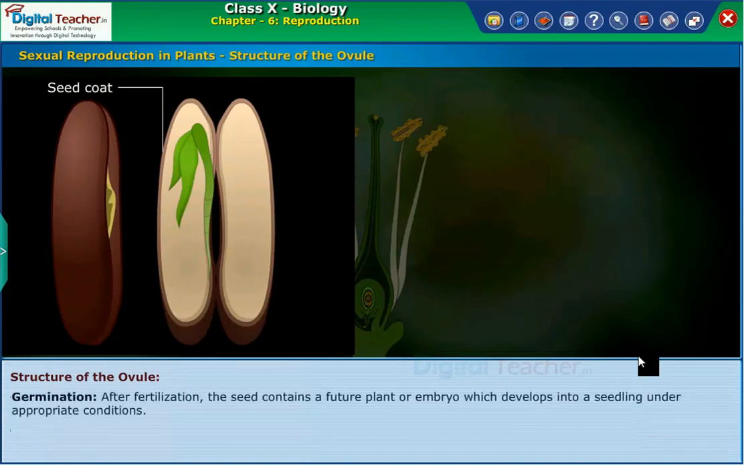Germination. After fertilization, the seed contains a future plant or embryo which develops into a seedling under appropriate conditions. Now, let us perform an activity for seed germination.